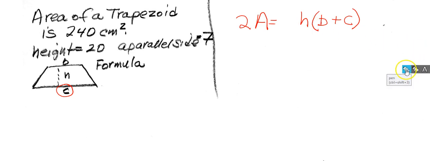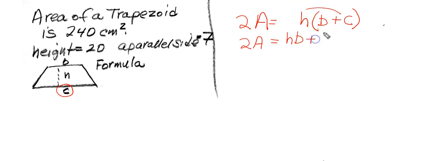Now the next thing we have to do is get rid of our parentheses. So this side stays 2A, and then this is HB, and then we multiply that and we get HC. Now, how do we get rid of this term? Because we want to solve for that letter C there. We just transpose it, bring it to the other side, change its sign.